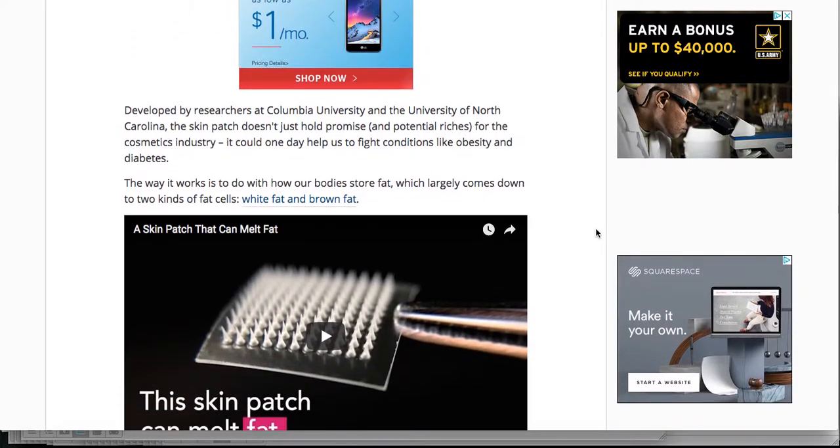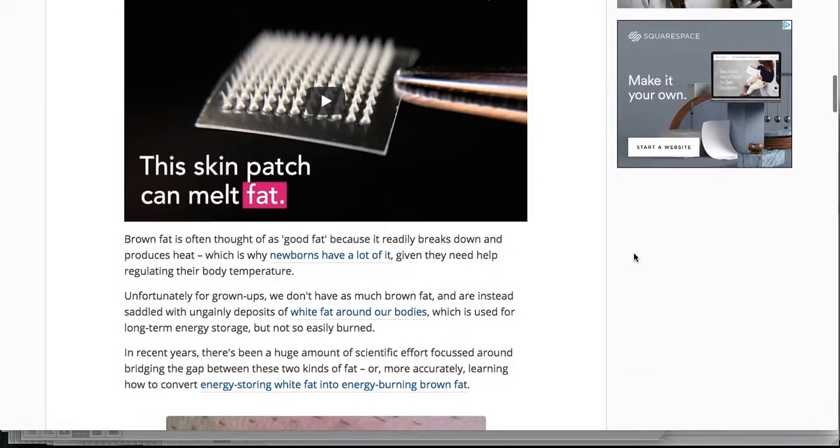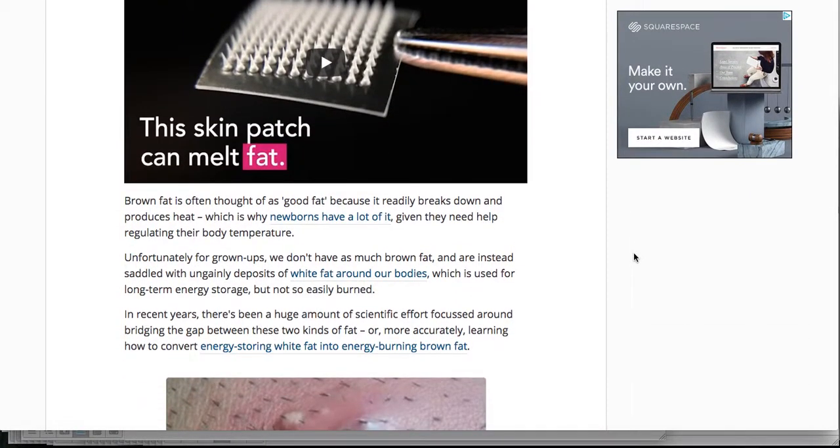The way it works has to do with how our bodies store fat, which largely comes down to two kinds of fat cells, white fat and brown fat. Brown fat is often thought of as a good fat because it readily breaks down and produces heat, which is why newborns have a lot of it, given they need help regulating their body temperature. Unfortunately for grown-ups, we don't have as much brown fat and are instead saddled with ungainly deposits of white fat around our bodies, which is used for long-term energy storage, but is not so easily burned.